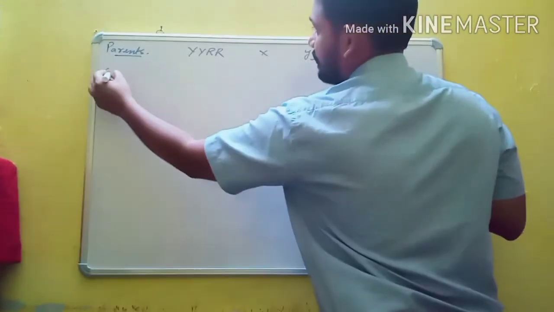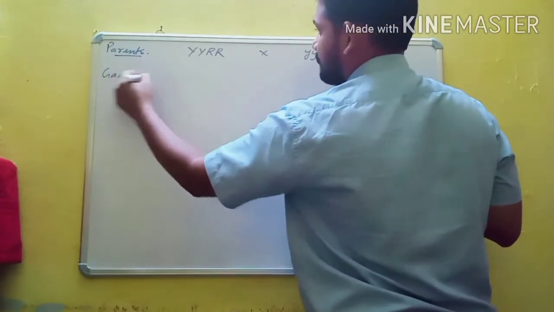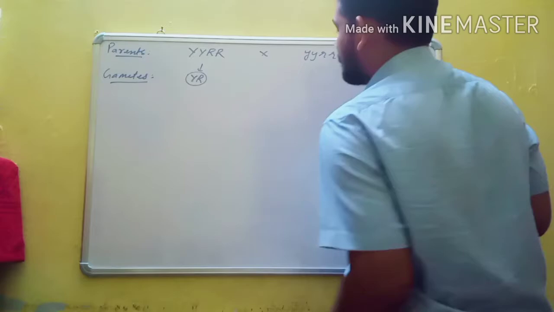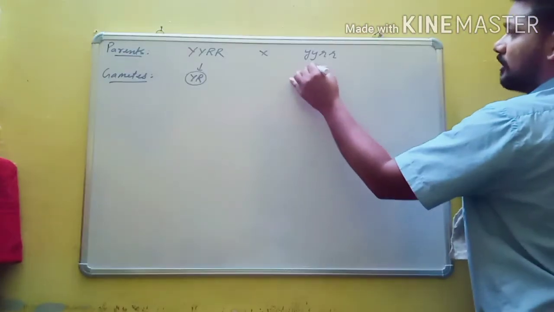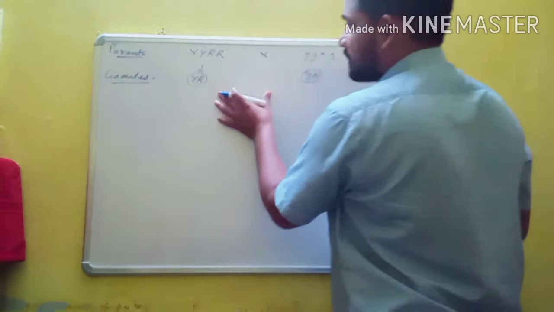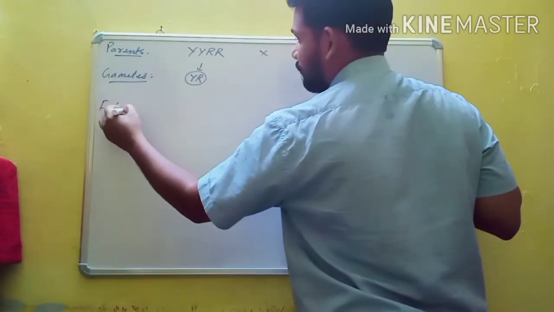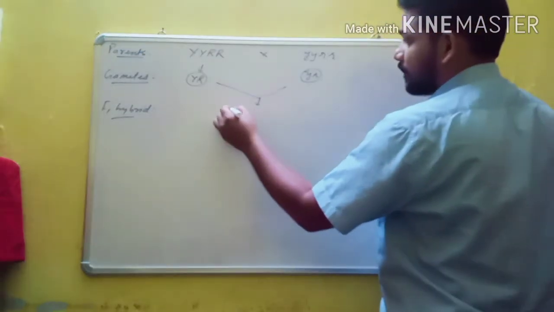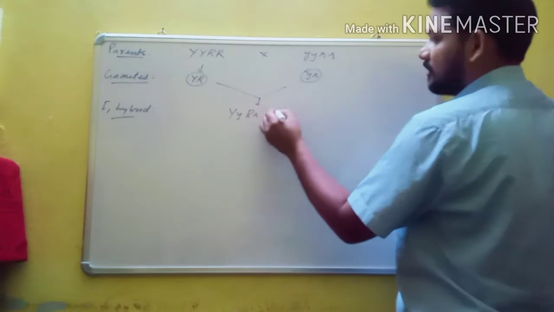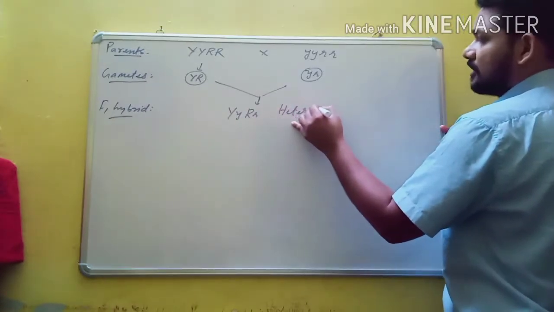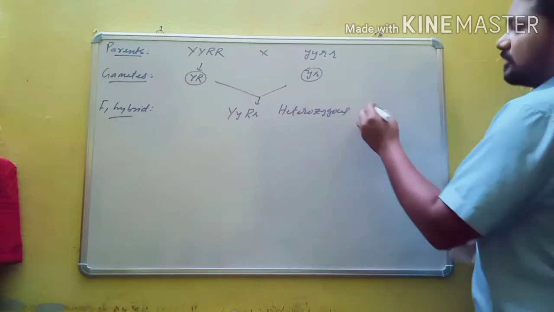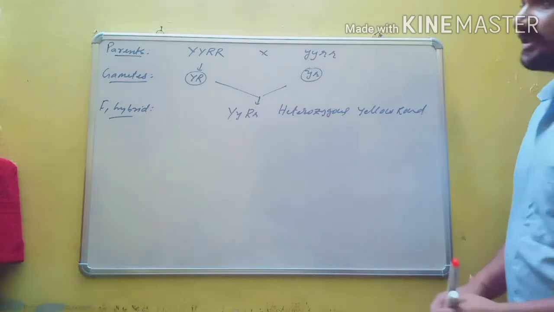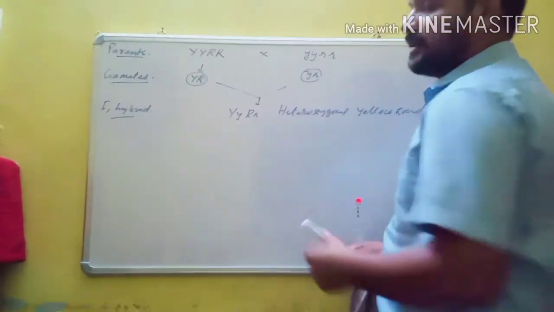So these are the parents. Next we obtain gametes from these parents. Which type of gametes will we obtain? Capital Y and capital R is one gamete, and small y and small r is another gamete. When these two are crossed, we obtain the F1 hybrid. All plants are heterozygous, yellow and round shaped. In the F1 generation, all plants will be yellow and round.